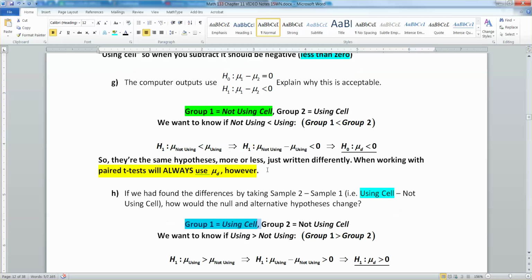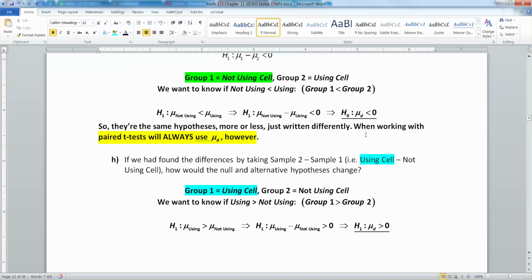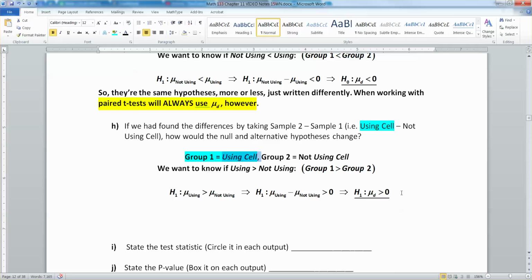So it sounds a little more confusing than it is. It all depends on which is group 1. Whatever group is put in front, that's your group 1. So if group 1 was the not using cell group, then it'll be a less than test. If group 1 is the using cell group, it'll be a greater than test.